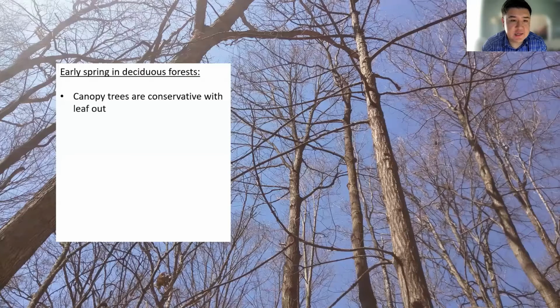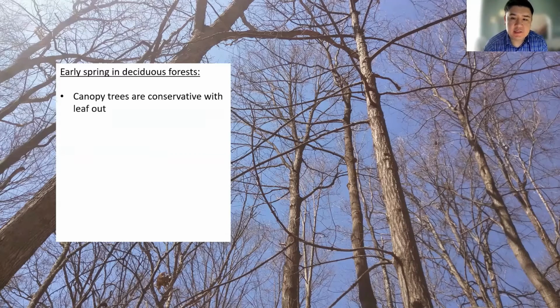So for those of you who are unfamiliar with eastern temperate forests, and specifically temperate deciduous forests in the eastern United States and Canada, this is what early spring often looks like, where the canopy trees have not yet leafed out, and so we have a relatively open canopy with a lot of light coming through. This is a really important resource for understory wildflower species and other understory plants, such as juvenile trees, shrubs, basically anything that isn't already in the canopy.